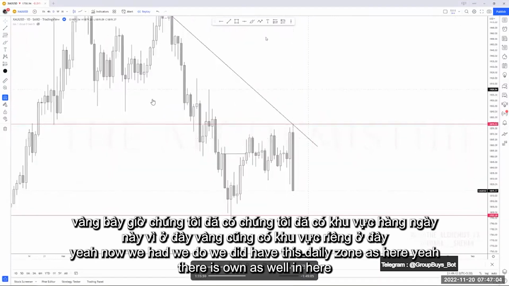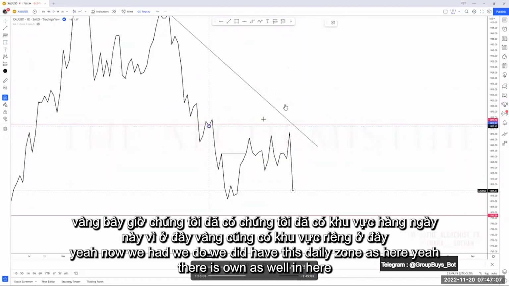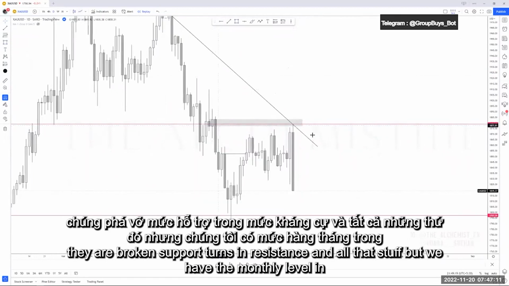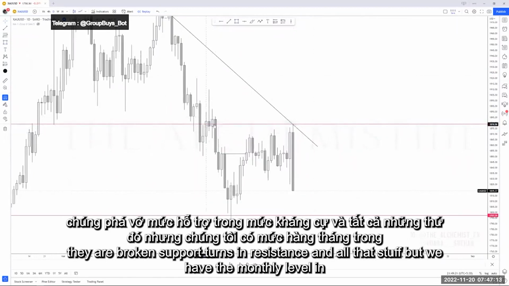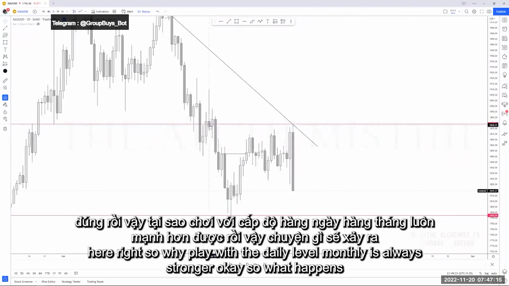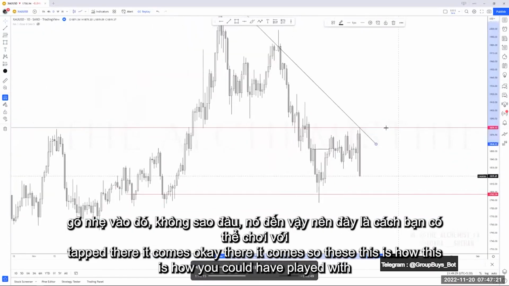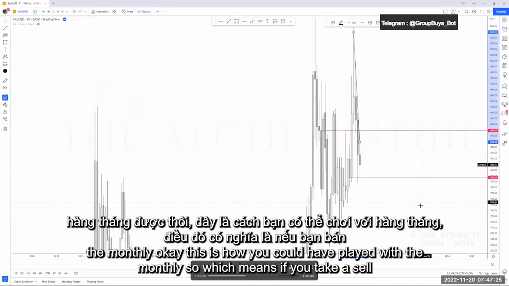Now we did have this daily zone here, and a daily zone in here as well. Broken support turns into resistance and all that stuff. But we have the monthly level in here, so why play with the daily level? Monthly is always stronger. So what happens? Tapped, there it comes. This is how you could have played with the monthly.